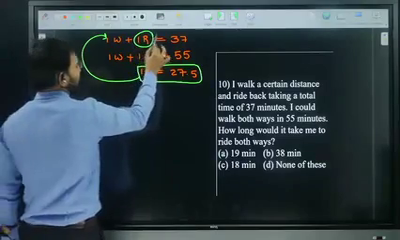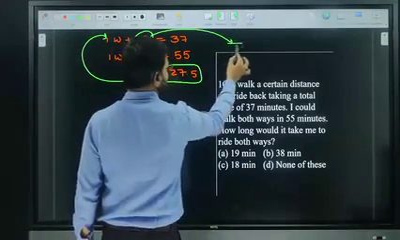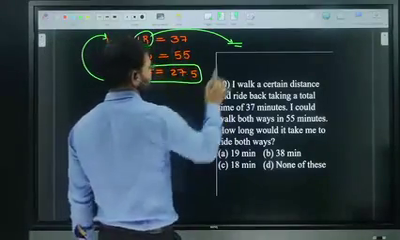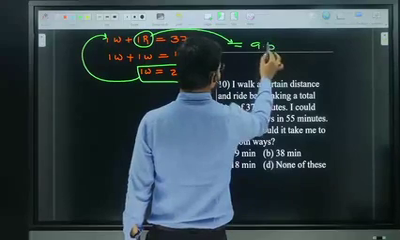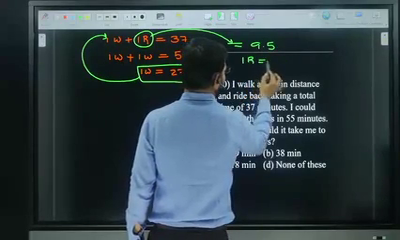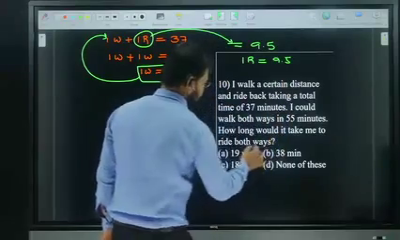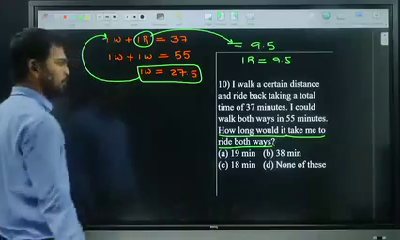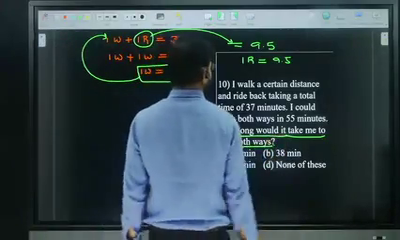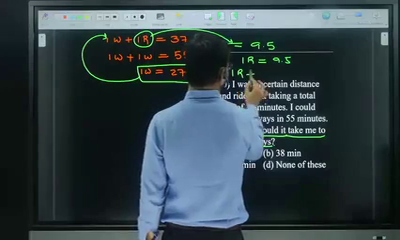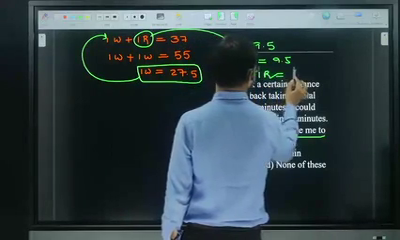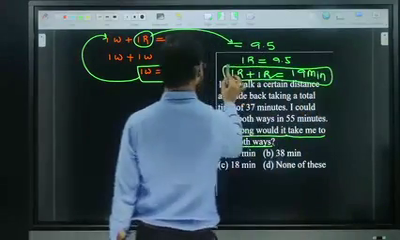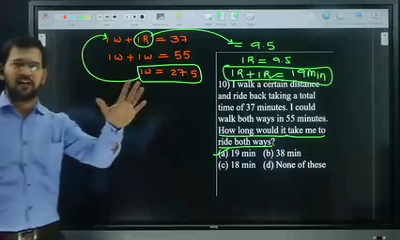Therefore, one way riding is equal to 37 minus 27.5, which is 9.5. They're asking how long it would take to ride both ways. So one way riding plus one way riding is 9.5 plus 9.5. Both ways riding is 19 minutes. So your answer is 19 minutes. All of you clear?